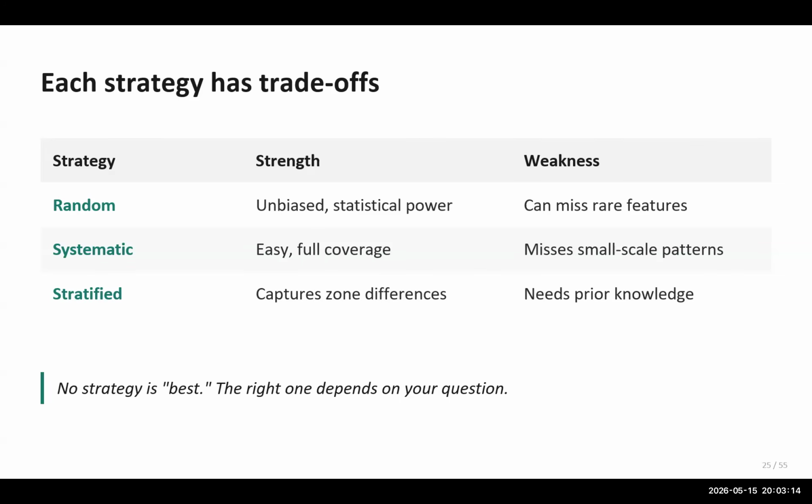So no strategy is best. The right one only depends on what you want to find. If you want to understand how plastic pollution on a beach changes with the tides, you will use stratified sampling. But if you just want to know how the concentration of microplastics in the sand is distributed across the beach, maybe you can use random or systematic.